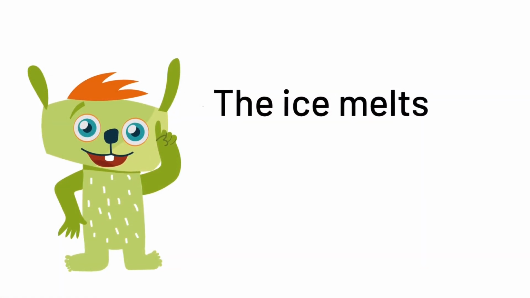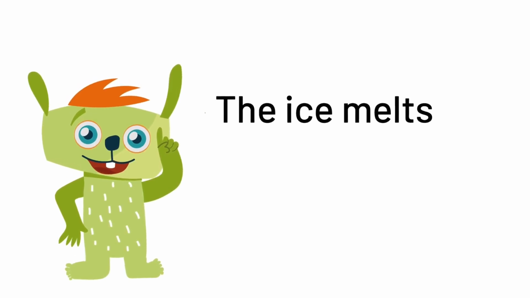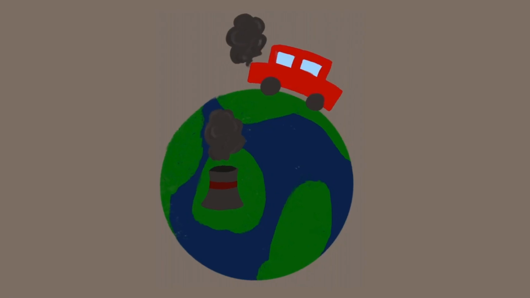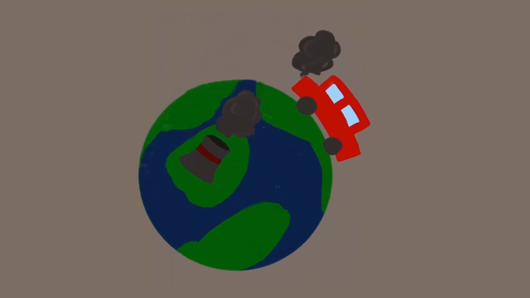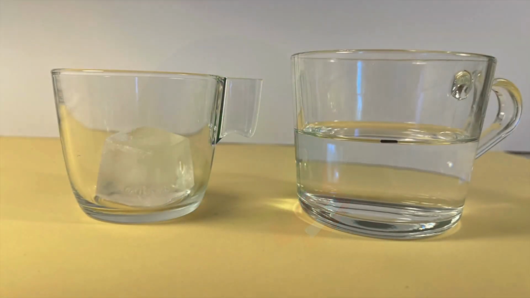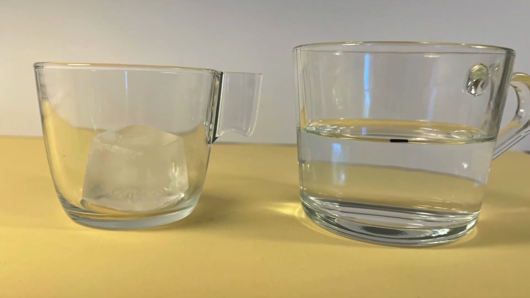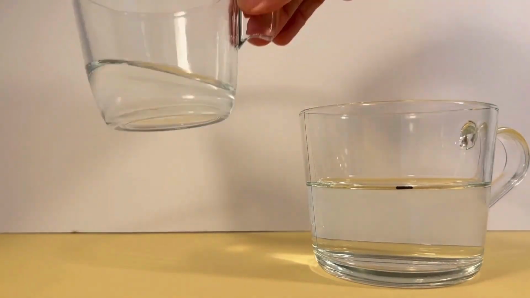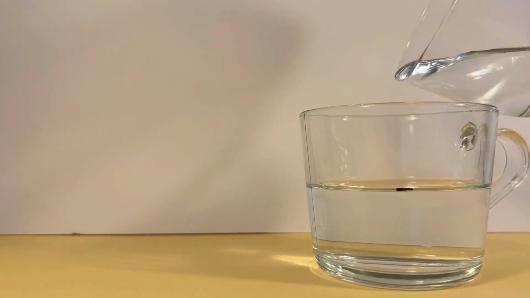It eventually melts and becomes liquid. How does this compare to your prediction? Climate change is due to global warming. Our planet is warming. As the ice melts, more and more water is added to the ocean, which causes the sea level to rise.